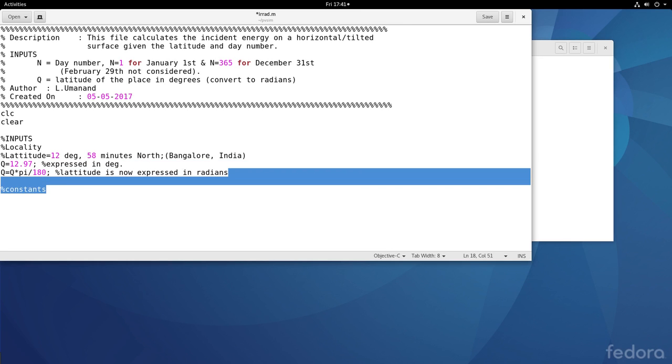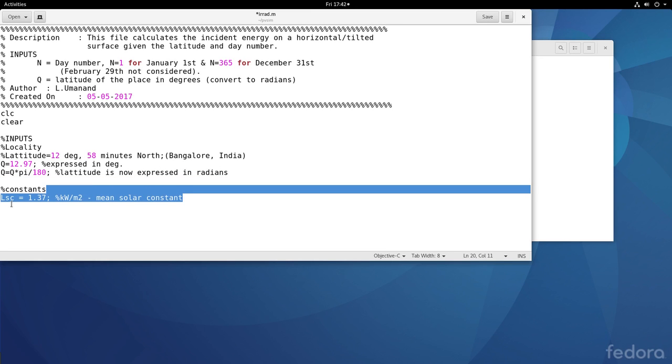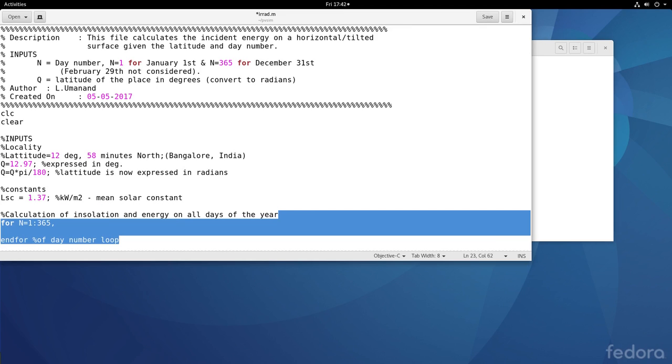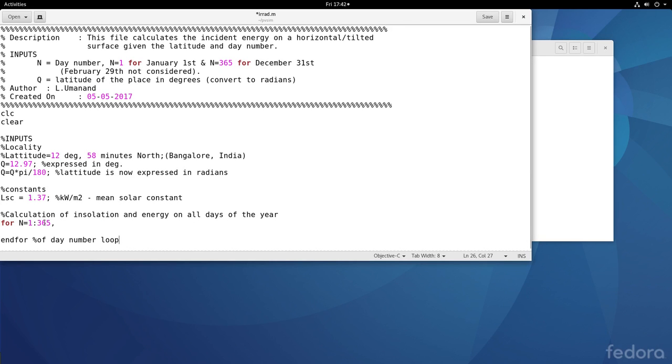Next, let me list out the constants. There is only one constant for us right now, that is LSC. LSC is the mean solar constant, which is 1.37 kilowatt per meter square, and that is what I have written. And now let us begin the calculation of the insolation and energy on all days of the year. So we have to take one by one. Let us say we take day number 1, n is equal to 1, and calculate H naught. Then day number 2, calculate H naught. So on for all the 365 days, we will calculate the H naught and put them in an array. So let us have a for loop, and this for loop will do this job of calculating. So for n is equal to 1 to 365, and end for of this day number loop.